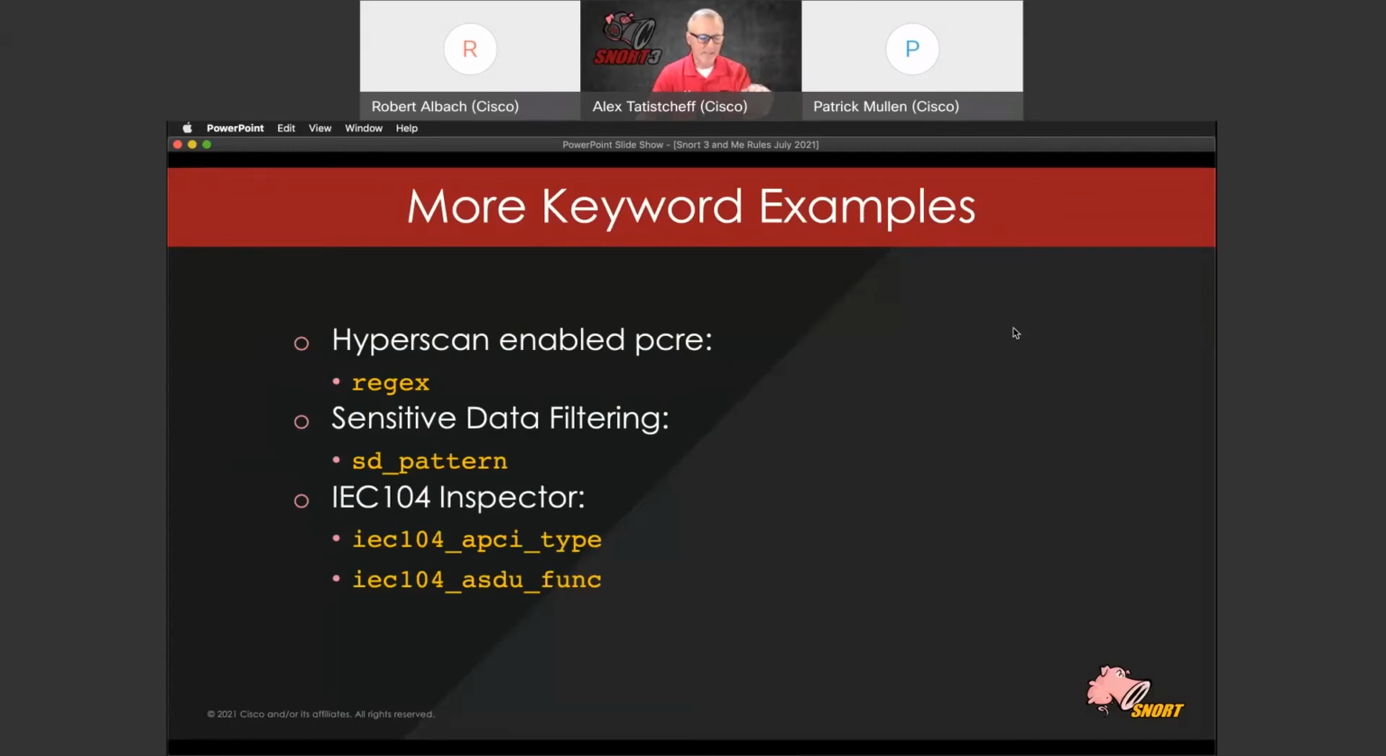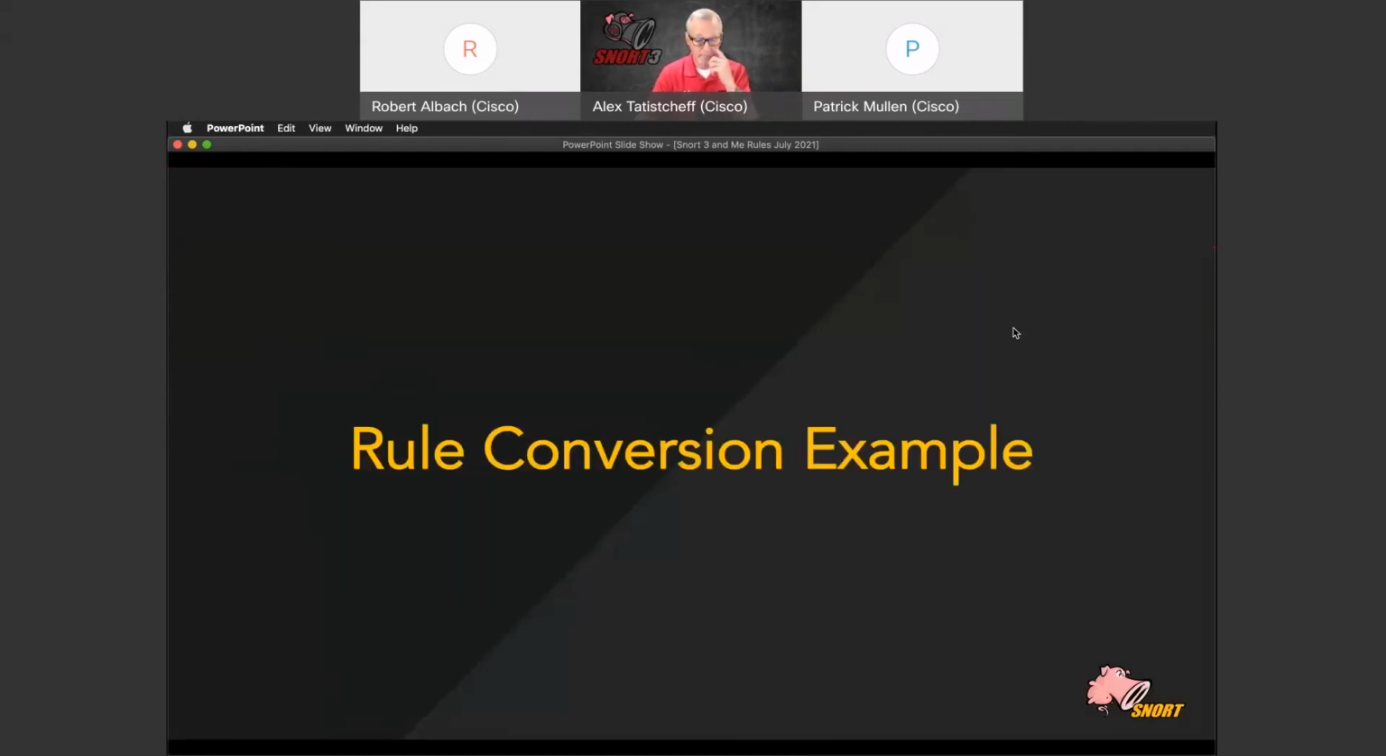If you're in SCADA systems, there's a new IEC 104 inspector. There's a couple keywords that come with that for those control systems. Again, this is not a complete listing of the new keywords. I just threw some examples in here. Okay, so that's my quick run through of some of the new features in Snort 3.